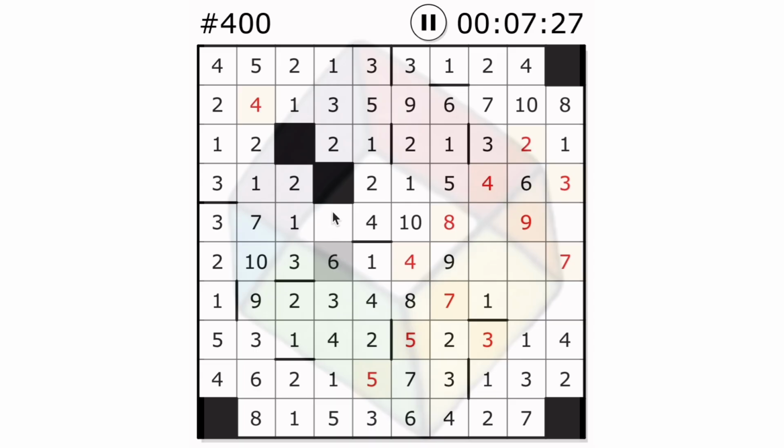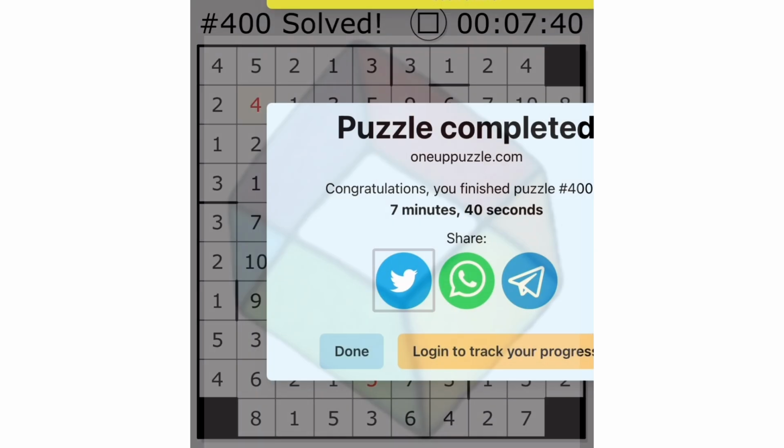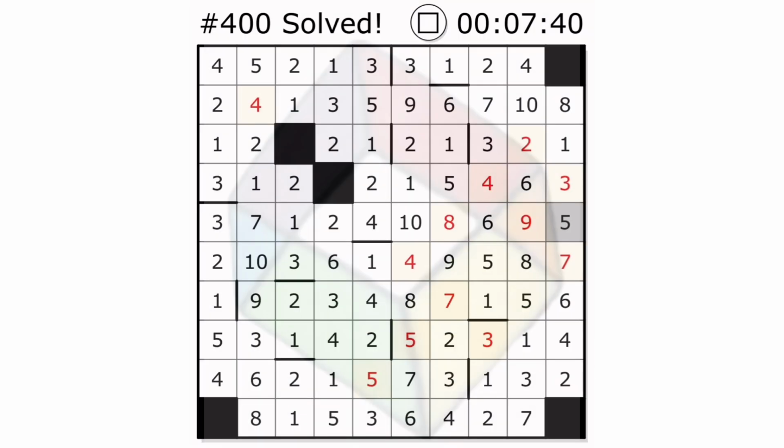This will have 6 and 2. Let's see, this was 6 and 5. So there's 6 and 5. And this here was 8 or 5. Gives us a 6 and a 5. And we've gone all the way through. And that is one way to solve a 1-up 400.